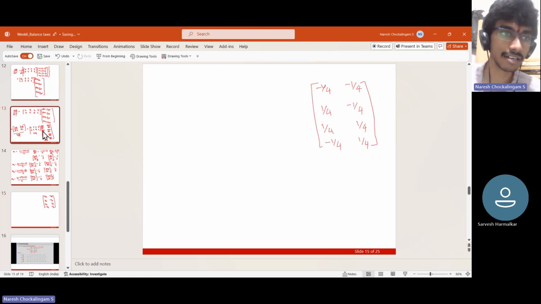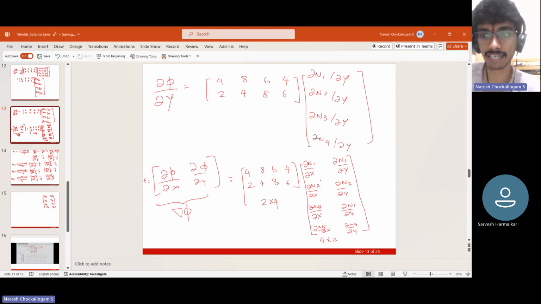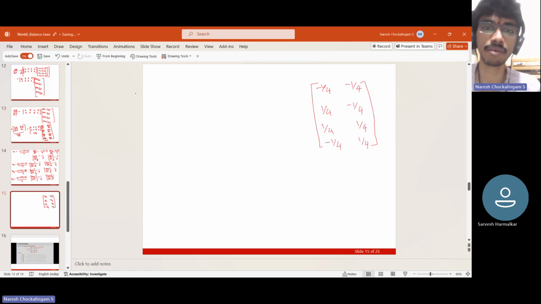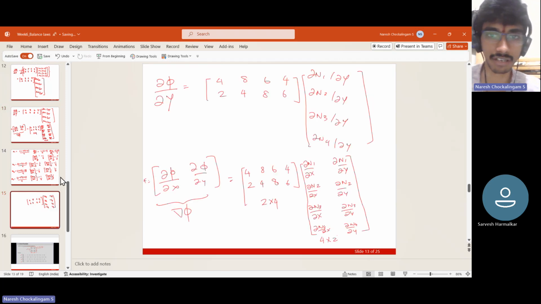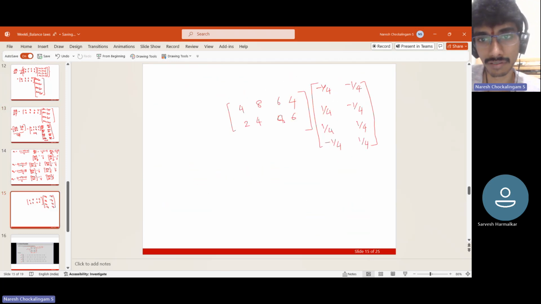What was the matrix before that? 4, 8, 6. So this is the matrix. This is a derivative of the shape function matrix. This is the constant matrix. This did not change from the beginning. 2, 4, 8, 6. What is this? Directly we have the gradient of this deformation. This is the deformation gradient, also called F. So multiply, we'll see what we get.